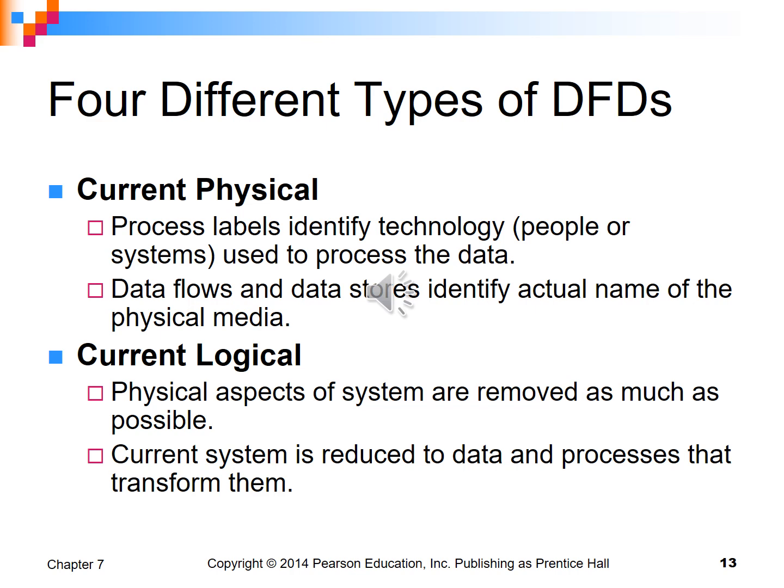But in the current logical, we remove the physical things and we put a name of a process instead of the name of the person who is doing that process. Not the name of the person; we put the process instead of the name which exists in the current physical.